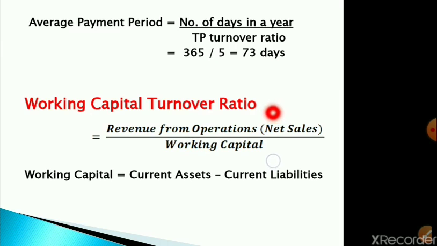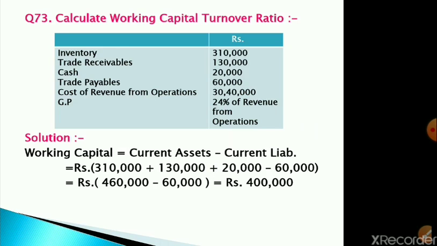Next topic is about working capital turnover ratio. Now, the objective of finding this ratio is to ascertain whether the working capital has been used efficiently in making sales. So the formula is revenue from operations or net sales divided by working capital. And we already know that working capital is equal to current assets minus current liabilities. The working capital actually tells us about the money the firm has to bear its day-to-day expenses or day-to-day working. So let's start with question number 73.